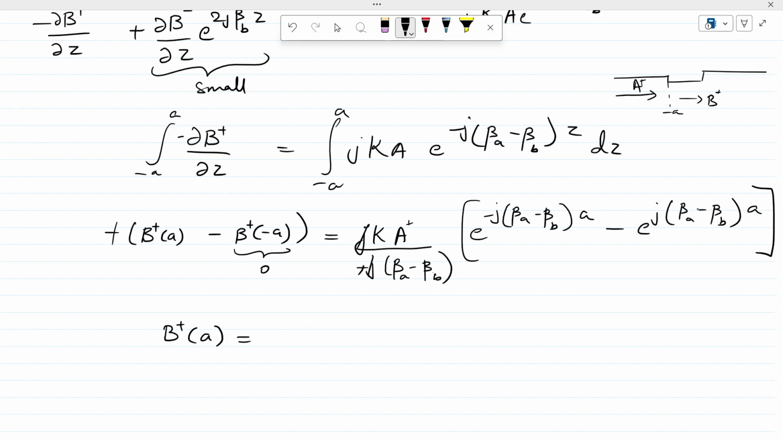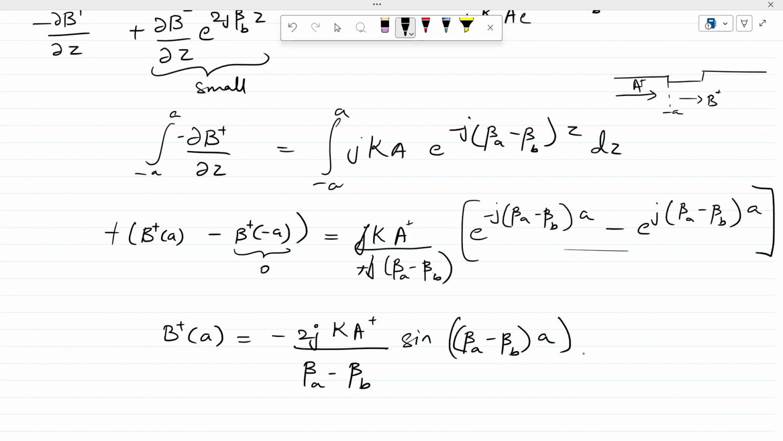So now I have b plus of a equal to this, minus cancels, j cancels. What is e^(-x) minus e^(x)? This is nothing but a sine term, right? So by that formula, this divided by 2 multiplied by 2, I can write it as minus 2jκa over (βa - βb). You can look up, there is a formula like that. This divided by 2j is equal to a sine, so that is sine of (βa - βb) times a.